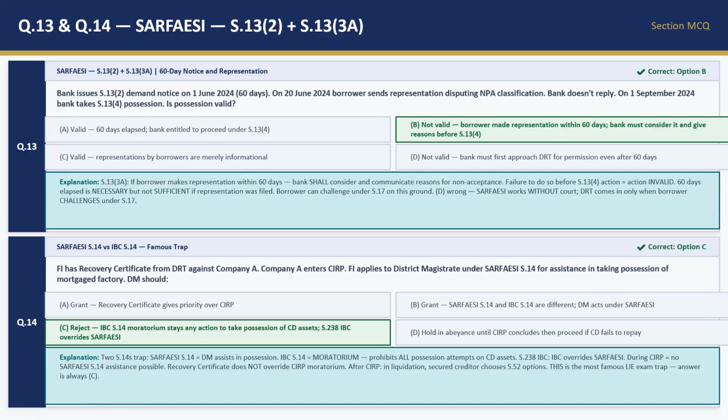Because section 13 subsection 3A says that if the borrower makes a representation within 60 days, then the bank shall consider it and communicate reasons for non-acceptance. Failure to do so before taking any action under section 13(4) is invalid. Okay.